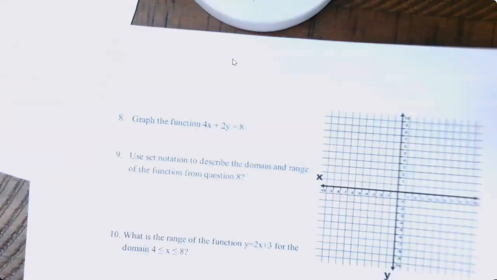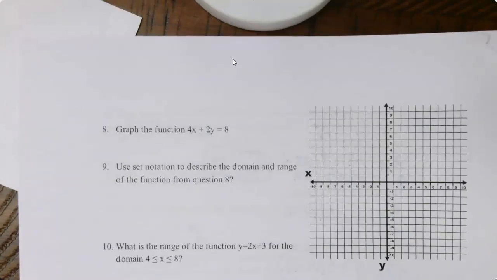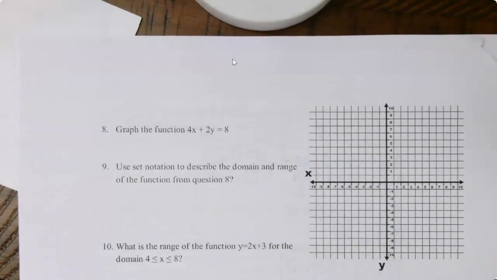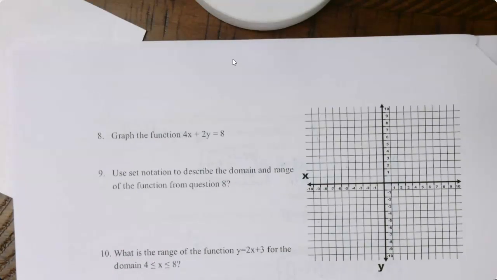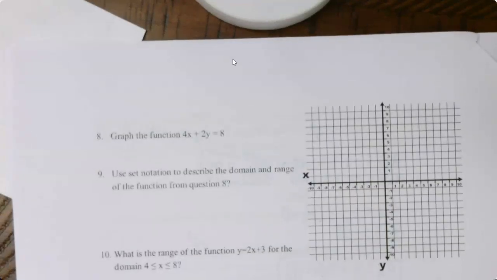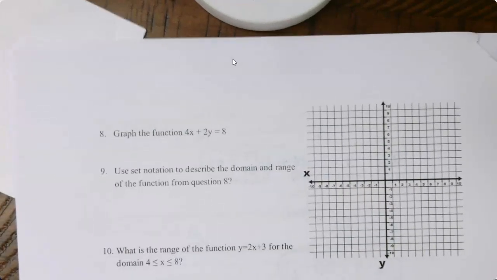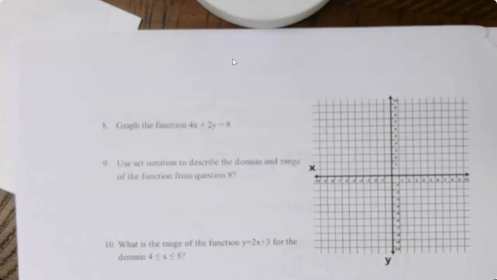Okay, turn the page over. Question 8 says, graph the function 4x plus 2y equals 8. Okay, great. There's a few ways you can do this.